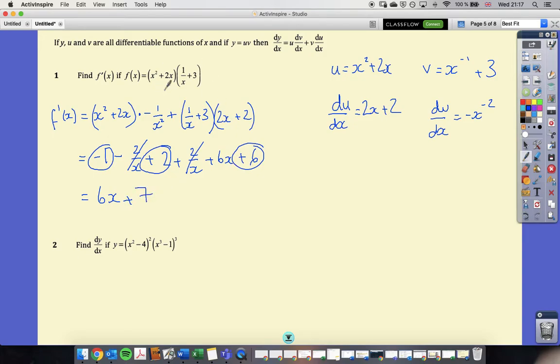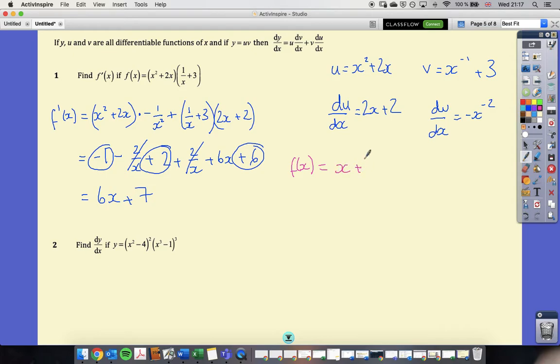Okay, this is an example of something that we should definitely not be using the product rule for, because this is actually far easier if we just multiply out the brackets. So I'm going to go back to this. Here's what we should have done. We should have multiplied out the brackets to begin with.